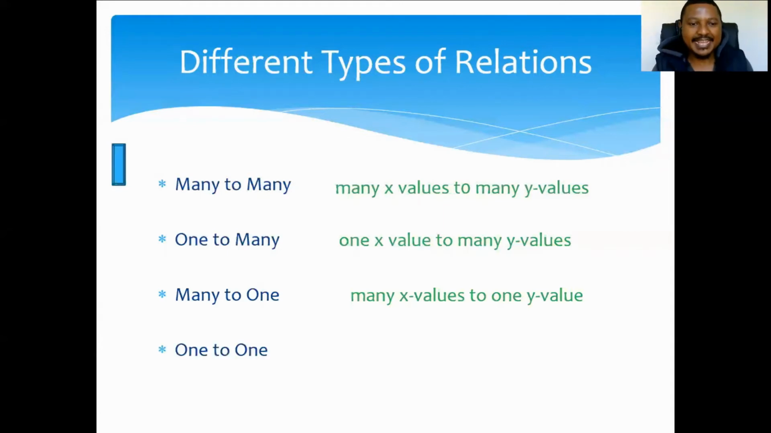And the last one is a one-to-one. It's an ideal situation. This one is an ideal situation. Why? One X value is mapped to one Y value. So we call that kind of a relationship a one-to-one relation.